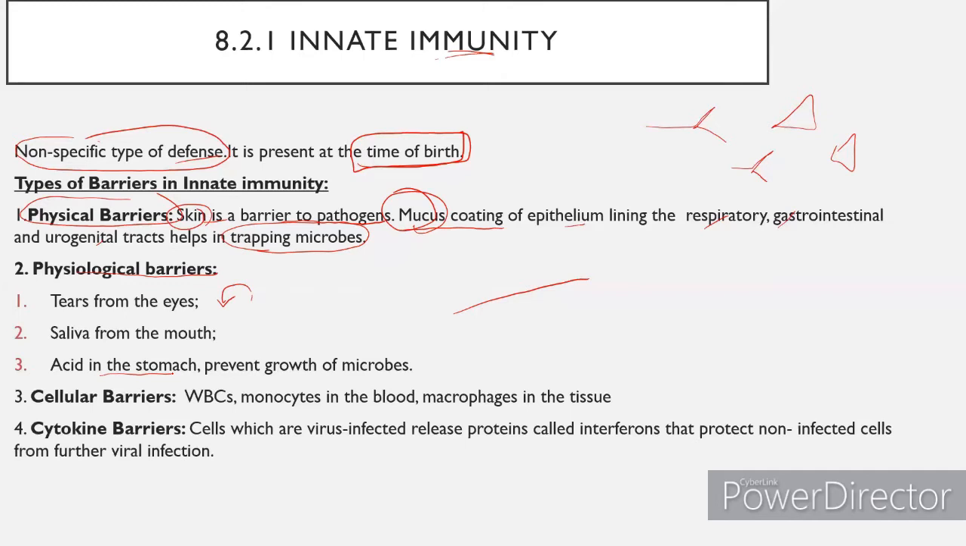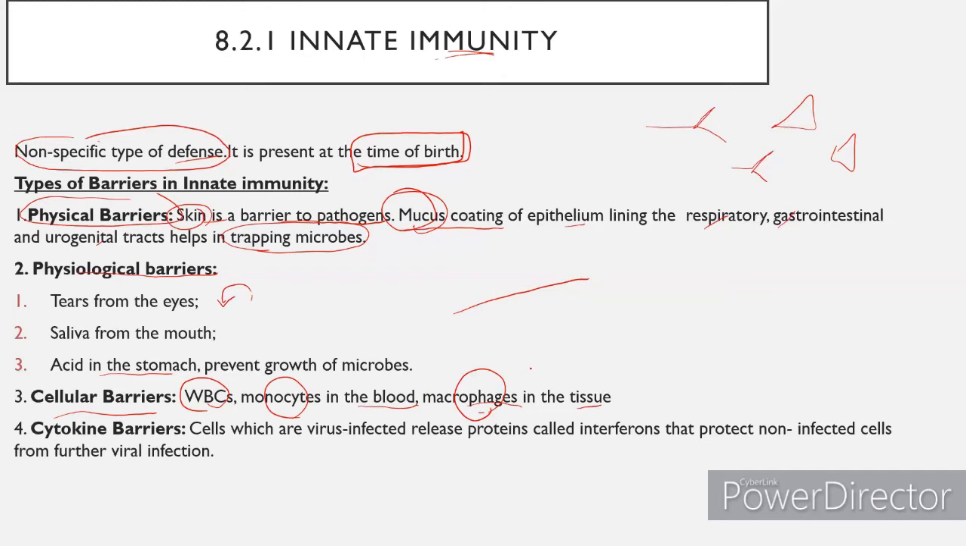Then we have cellular barriers: WBCs, monocytes, and macrophages. WBCs are white blood cells, which are very important for immunity. Monocytes enlarge and become macrophages. Monocytes are found in blood, macrophages in the tissue, and they are used to engulf foreign objects in the body.